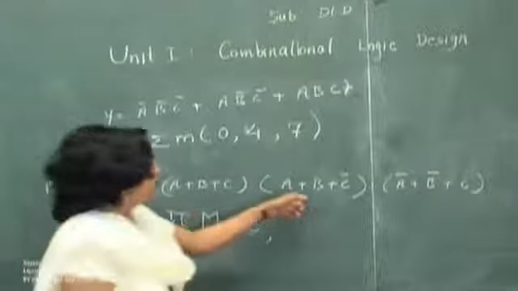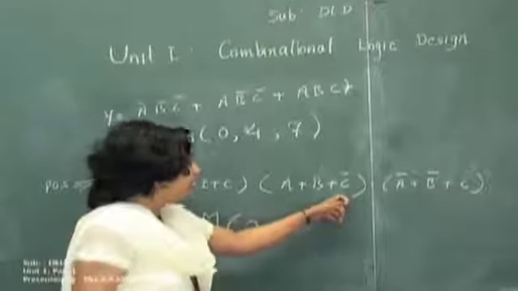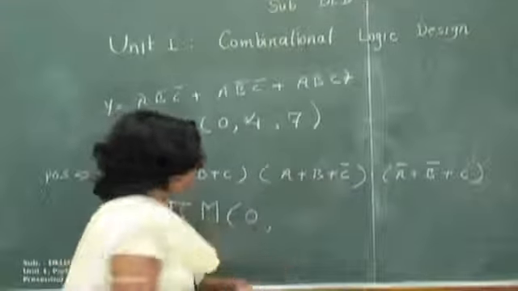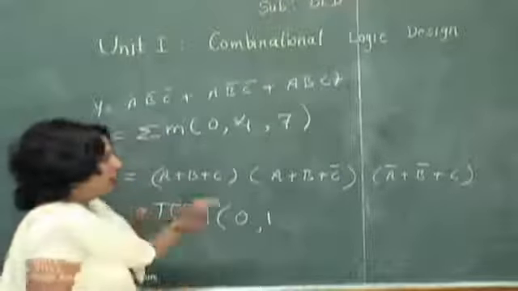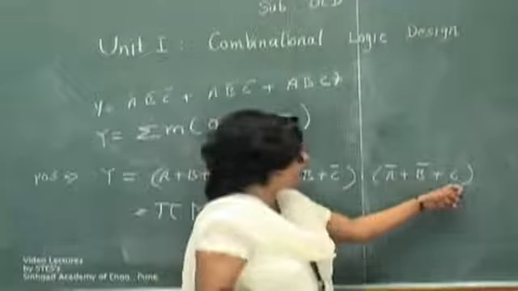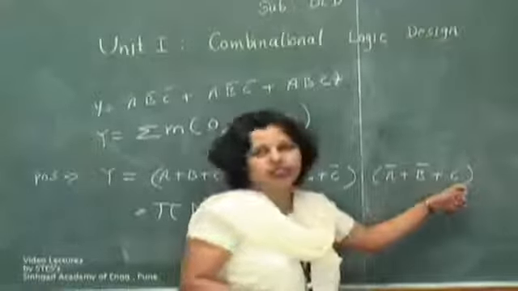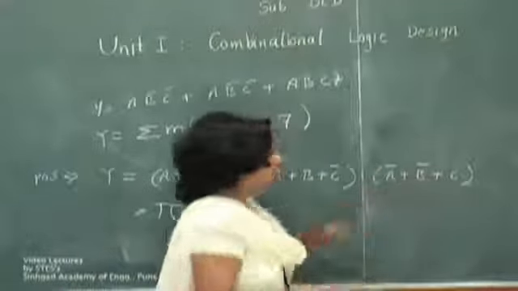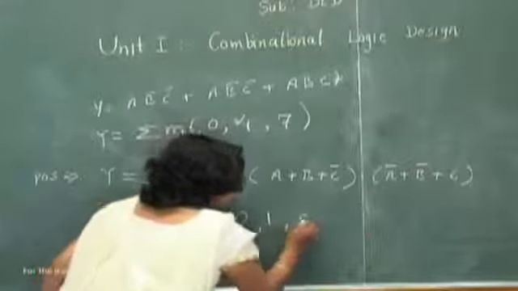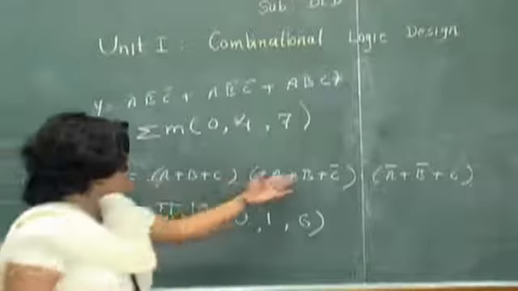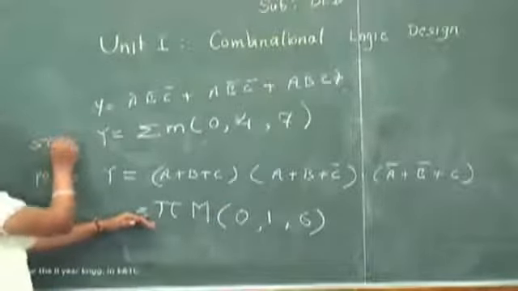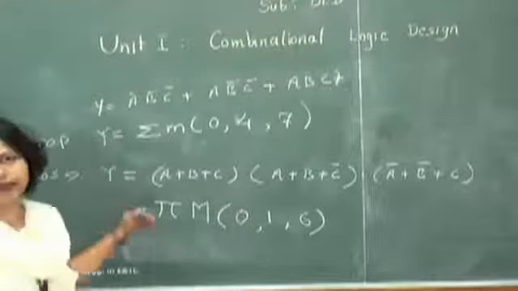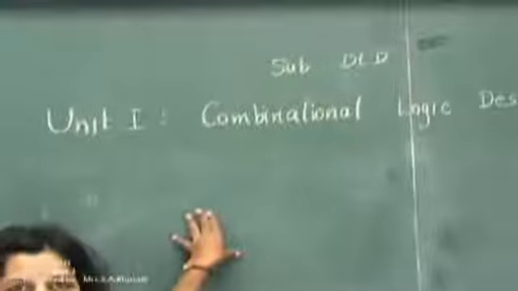A plus B plus C bar is nothing but 0 0 1, that is either M1 or directly 1. A bar B bar C is nothing but 1 1 0, so that is 6, that is M6, or you can directly write that as 6. So instead of writing such a huge equation, I can represent POS form like this and SOP form like this. It is a great simplification. Next topic in the combinational logic design is the K-map.